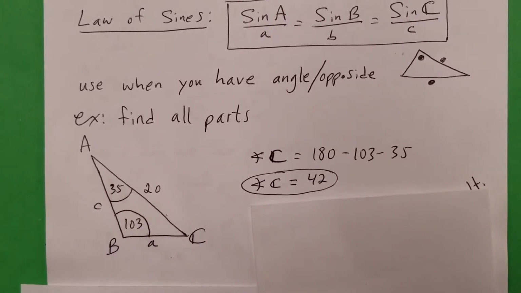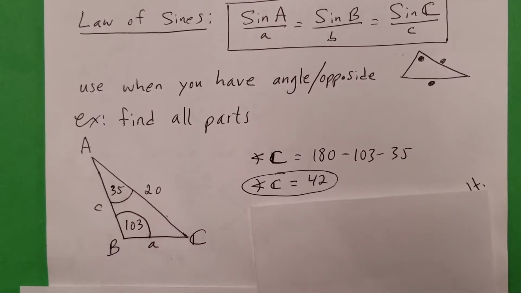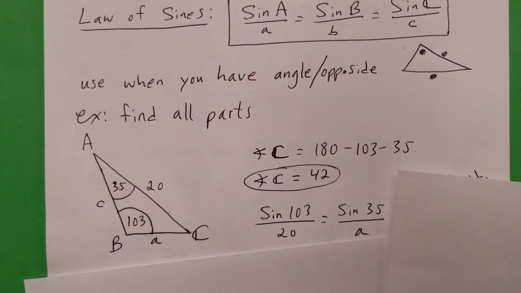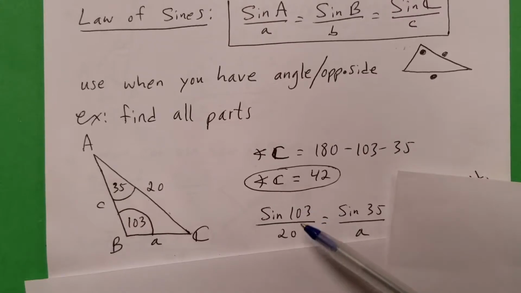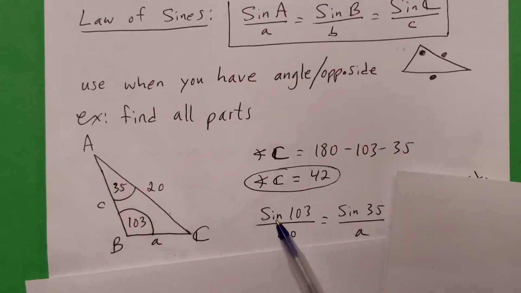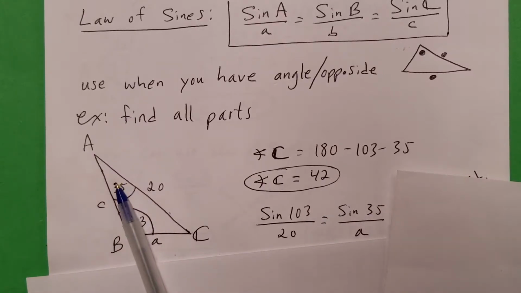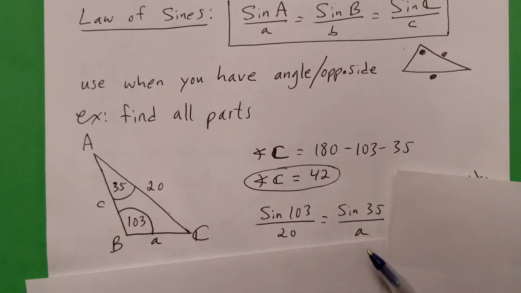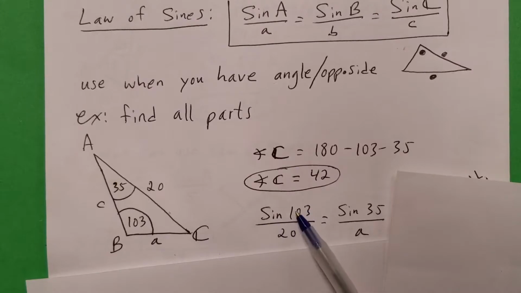Now I use the sine formula, or the law of sines. So let me set it up. Remember, it's got to be angle, side opposite, angle, side opposite. So sine of 103 goes with 20, and sine of 35 would go with side A. So I set it up. Now, look at it like a proportion. Remember, you only have one unknown here. Sine of 103 is some value that you can get with the calculator. So is sine 35. So really, it's just one unknown.